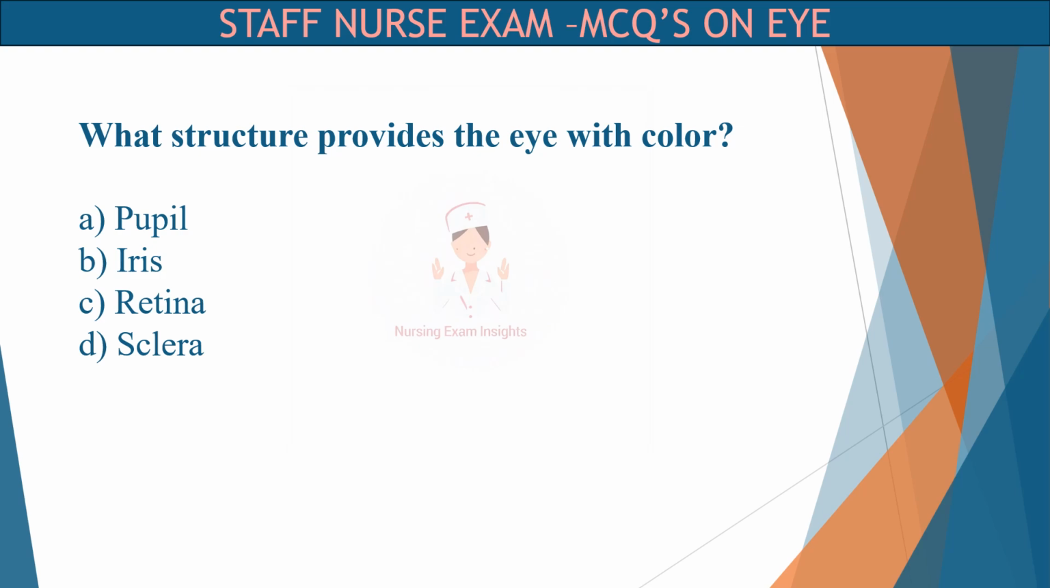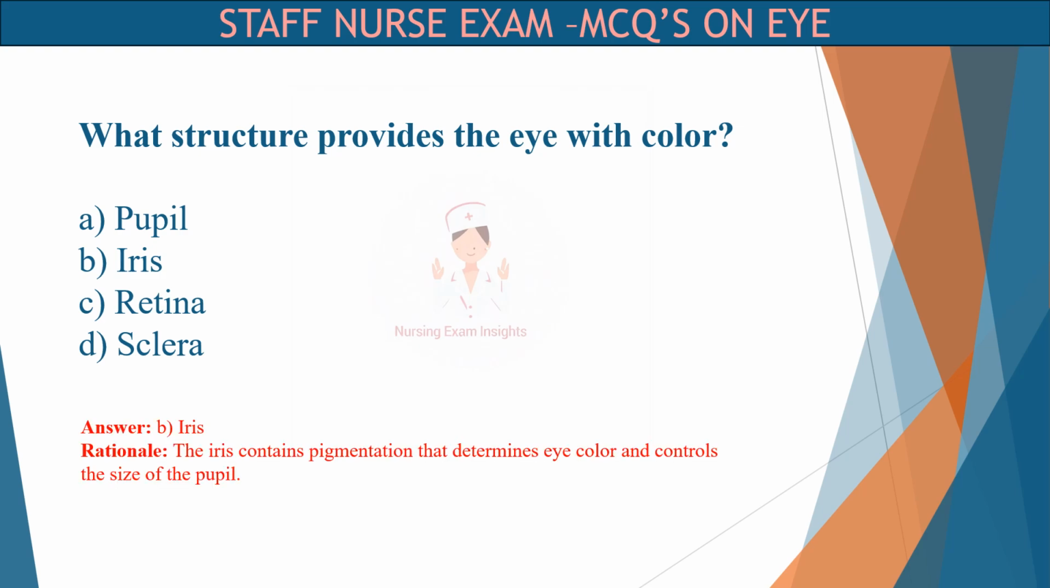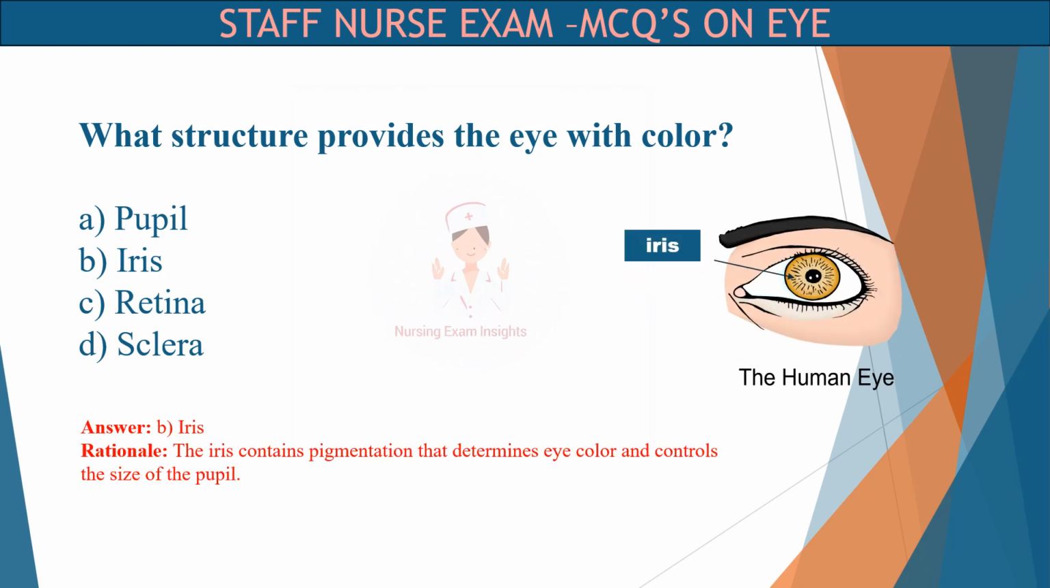What structure provides the eye with color? A. Pupil, B. Iris, C. Retina, D. Sclera. The right answer is B, iris. The iris contains pigmentation that determines eye color, and it controls the size of the pupil.